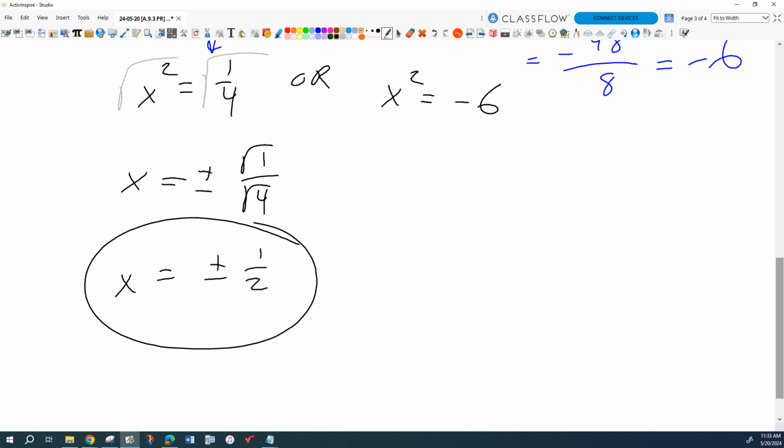How many solutions are there? 2. So I got 2 solutions. Now I got to go back to this one. What's my one step? I have x squared equals negative 6. What's my only step to isolate x? Square root. Okay, good.